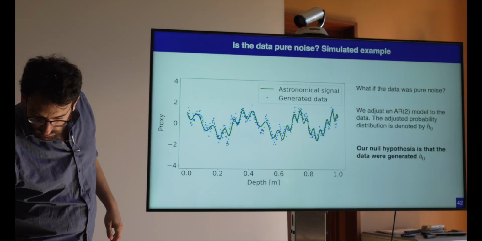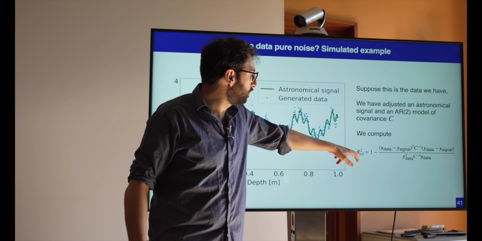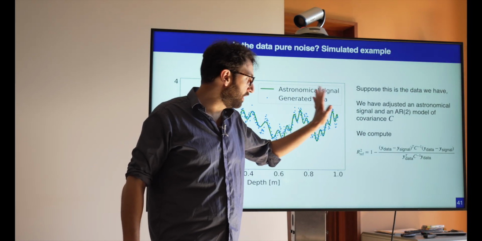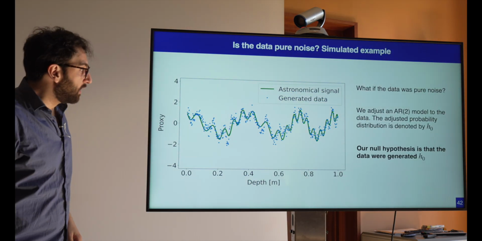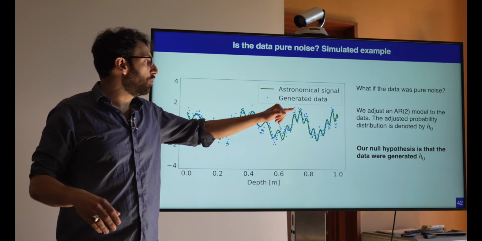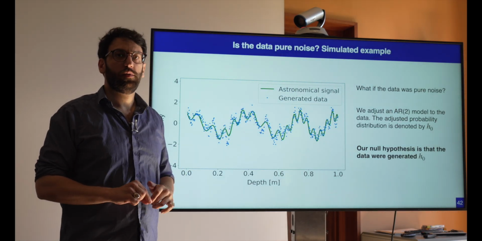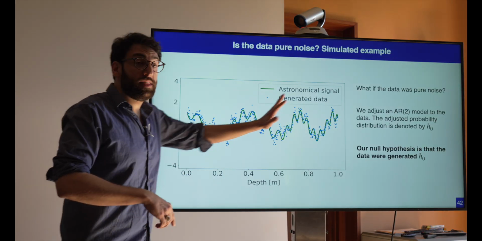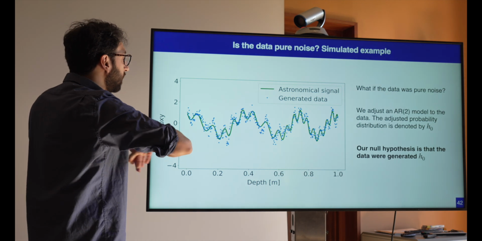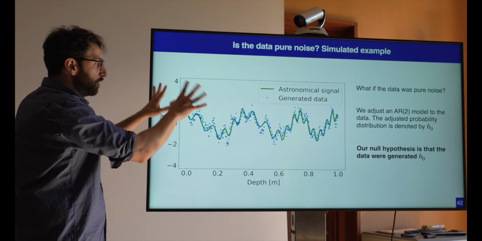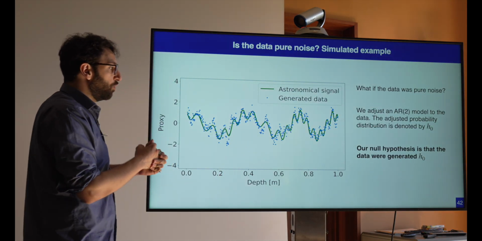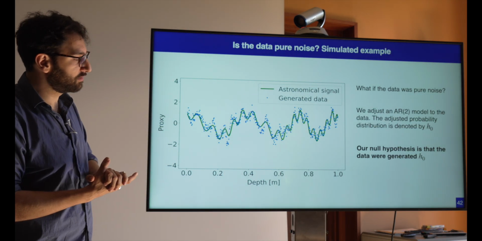So yes, we are going to call this R the reference one. This is the value for the data at hand. Now, with this data, I'm going to do another thing, which is to fit an autoregressive model of order 2. Without the astronomical signal, I'm saying this is just noise, and my hypothesis is that it was just noise, so I fit just a noise model. And the null hypothesis is that the data was generated from this noise model that I just fitted.